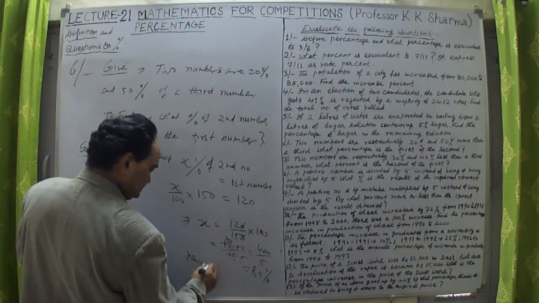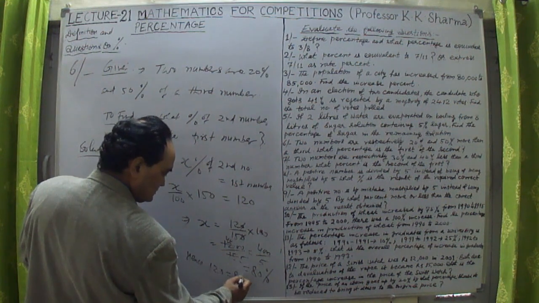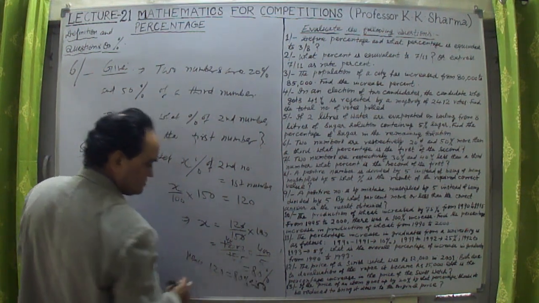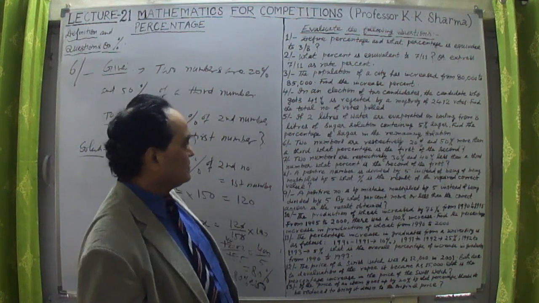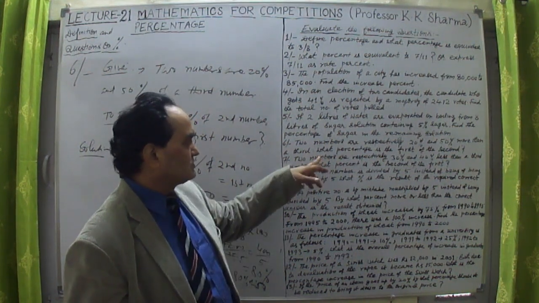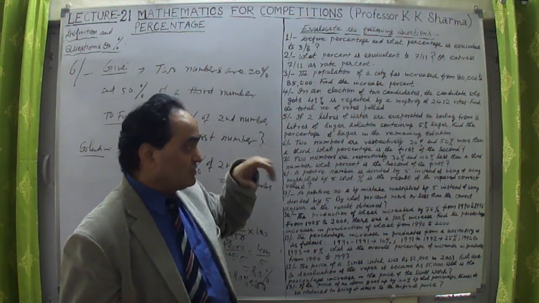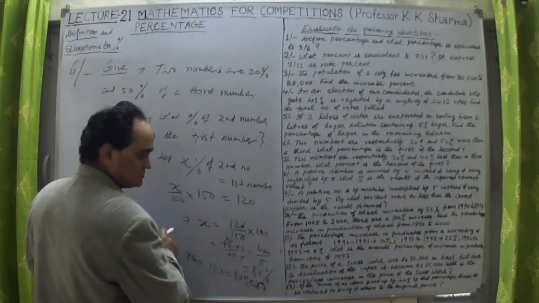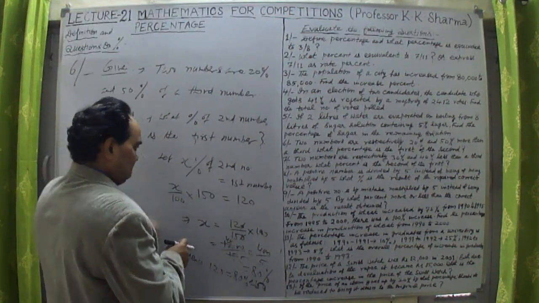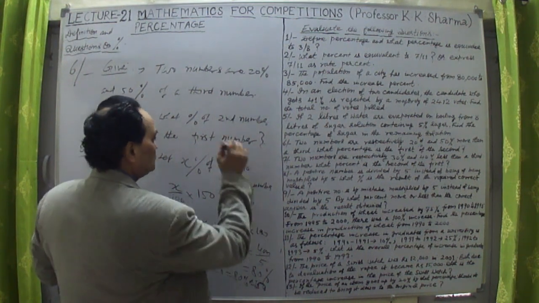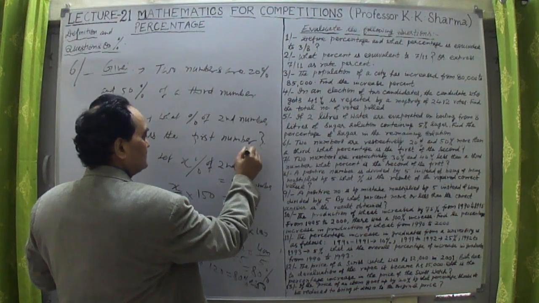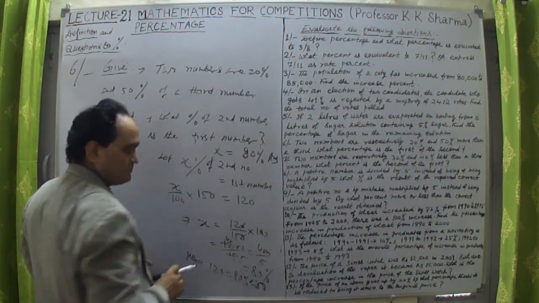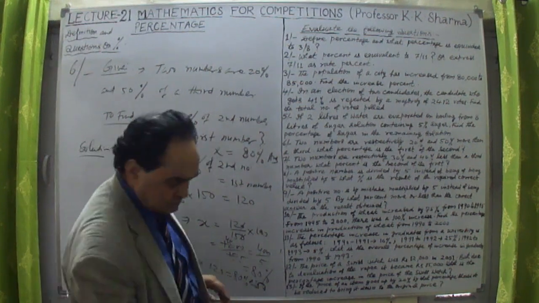Hence 120 is equal to 80% of 150. This is the answer. So 80% is the answer. It says, what is the first number as a percent of the second number? What percent of the second is the first number? The first number, which is 120, is equal to 80% of the second number. So finally x is 80%. This is the relationship between the two numbers given to us.